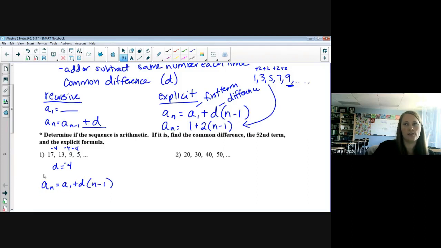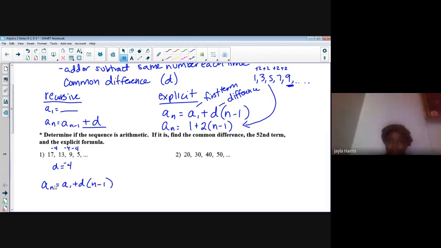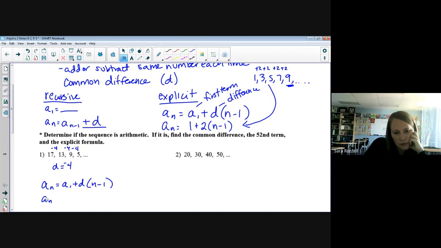So here is our thing we're going to plug in. We only plug in the first term and the difference. What was our first term in our formula? 17. Okay, so our explicit formula is 17 minus, because it was a minus instead of a plus, minus 4 times n minus 1. That's the explicit formula.